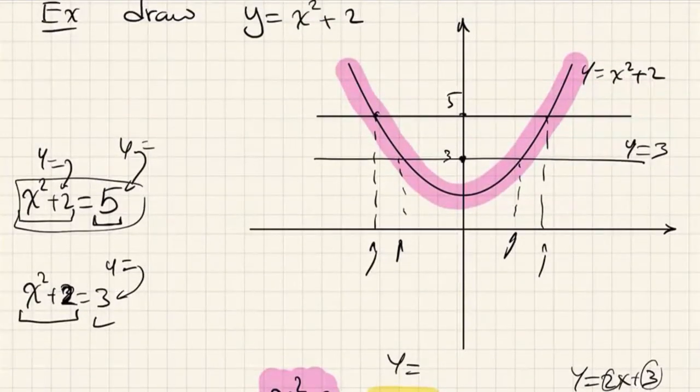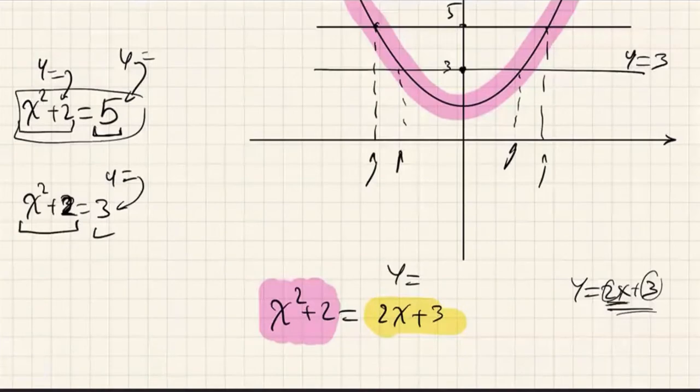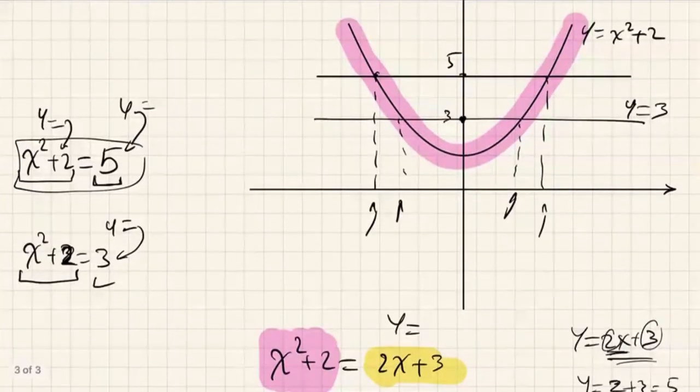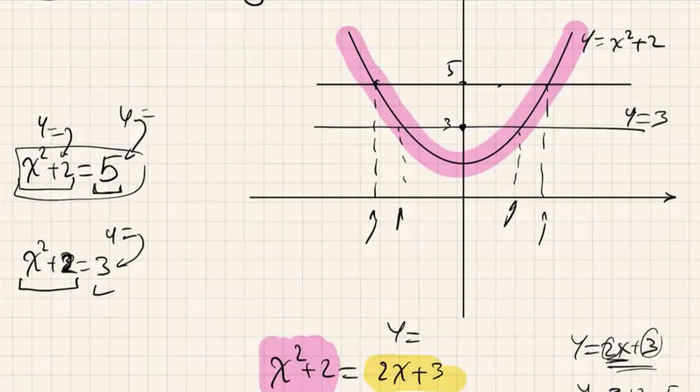Okay, suppose that I put x equals 1, so y equals 2 plus 3, which equals 5. So 1 and 5 are points. Suppose that this is 1 and 5. Okay, so what you are going to do, you are going to draw this line.